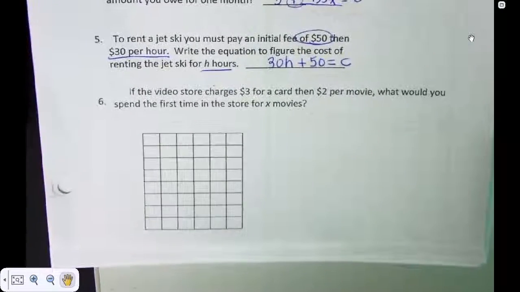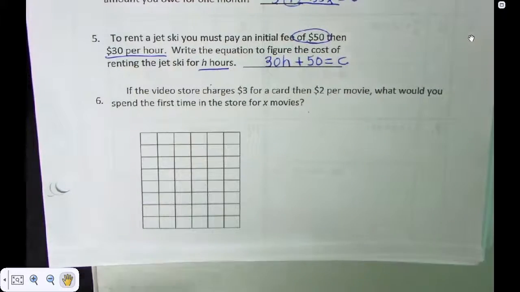video stores. I don't think they do this anymore, but this is something y'all can relate to, so I used it. If the video store charges $3 for a card and then $2 per movie, what would you spend the first time in the store for X movies? So you only get the card one time. The first time you go in, you got to buy that card.